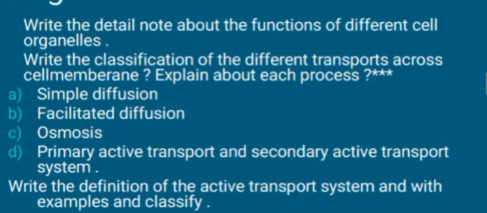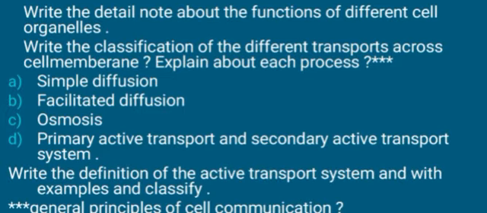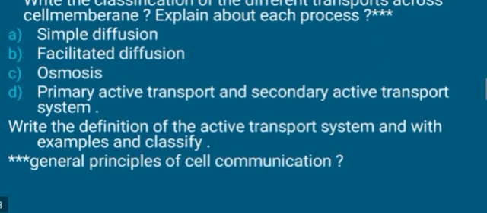And write the detailed note about the functions of different cell organelles. The cell consists of many organelles, right? So write each and every function of the cell organelle, and you know that there is a particular name regarding that cell organelle, right? We can say lysosomes are suicidal bags, and we can also say mitochondria as the powerhouse of the cell. And you know that the master of the cell is the nucleus, so try to mention those names also, okay. And write the classification of different transports across cell membrane, explain about each process.